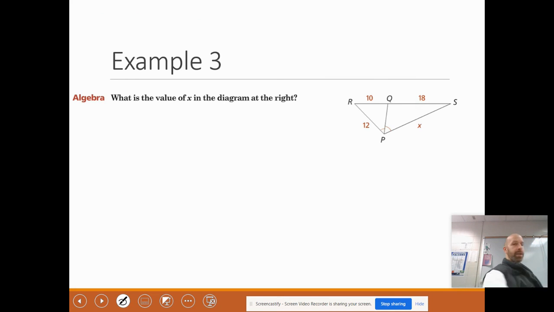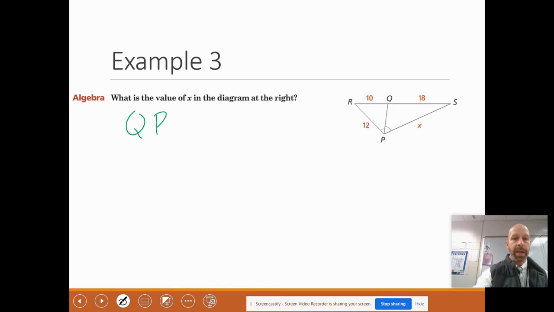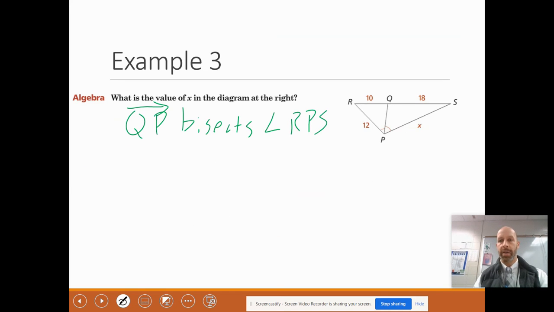Okay. So here we've got a triangle, and you'll notice that there is an angle bisector. So you'll notice that, and let me write this down, ray QP, I just wrote that wrong, it should be ray QP, not QR. Ray QP bisects angle RPS. And remember, that's what we need. That's the condition that we need for our theorem. So we can see that.